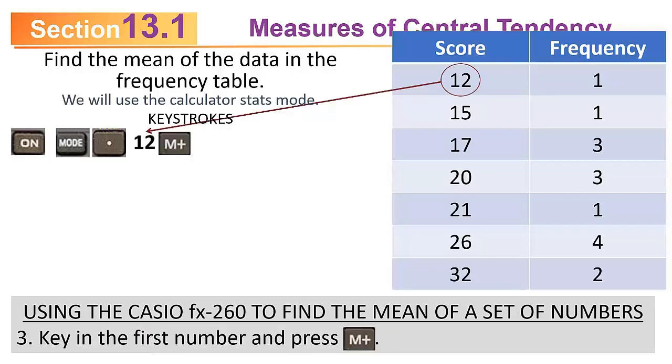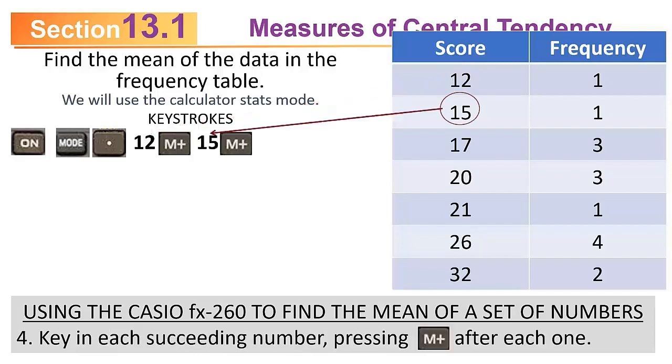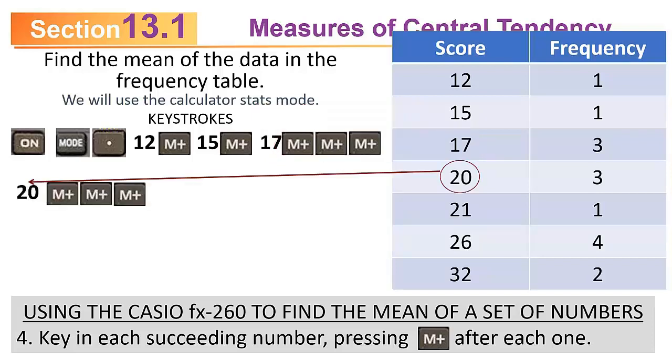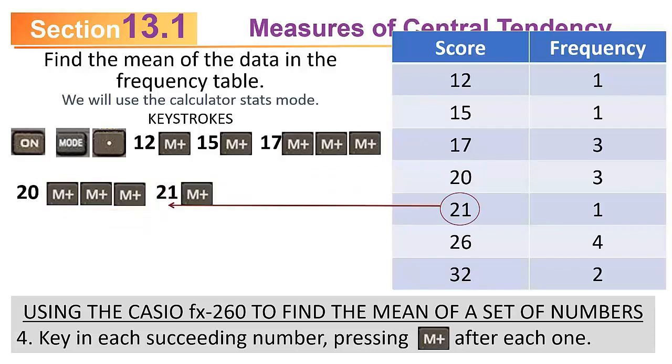There's 112, so you do 12 M plus. There's 115, so you do 15 M plus. But there are 3 17s, so you type 17 and hit M plus 3 times. Then you go to 20. There are 3 of those, so you type in 20 and then hit M plus 3 times again. Then you go down to 21. There's only 1 of those, so you press M plus once.